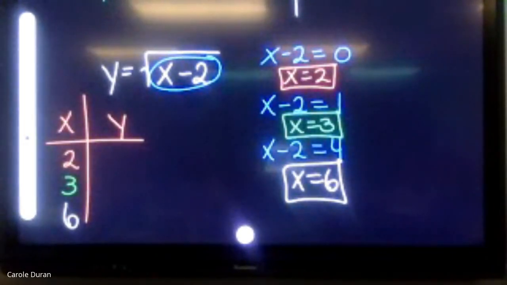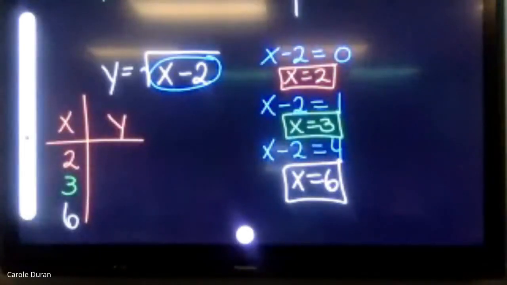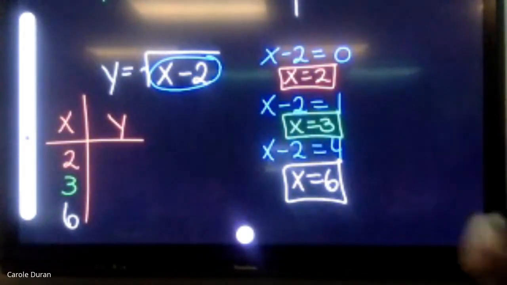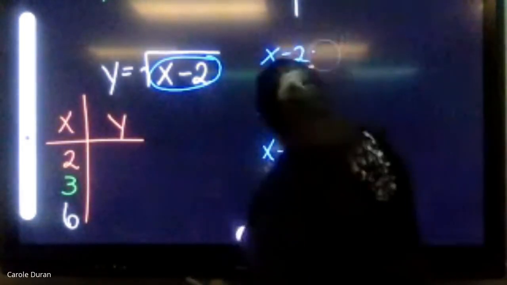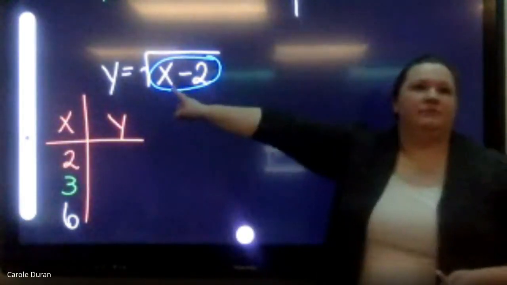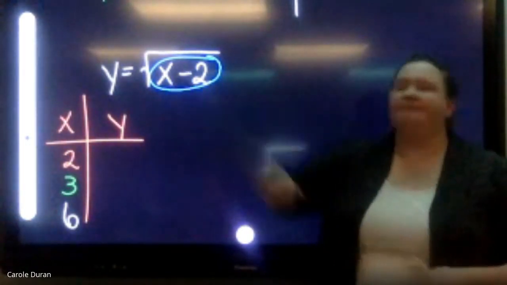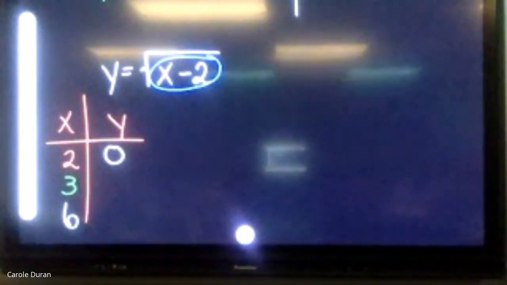So now what do I need to do with these new numbers 2, 3, and 6? I can't graph them without a y coordinate. Oh, right. Plug them in. Plug them in, solve it out, and then graph the corresponding points. So what happens if I plug 2 in for x under my radical? I get 2 minus 2, which is 0, and what's the square root of 0? 0. Perfect. What happens when I plug 3 in?